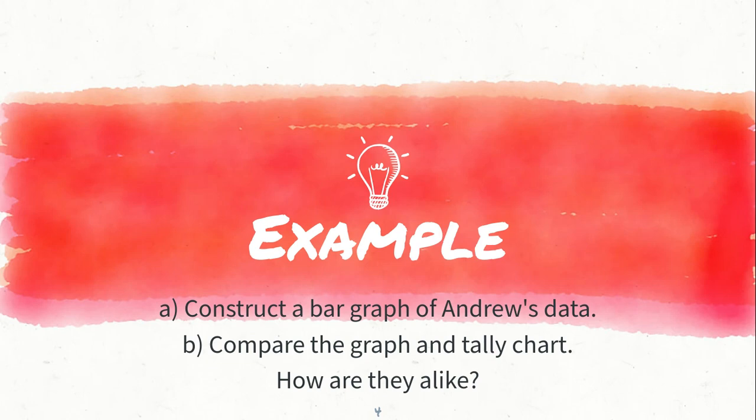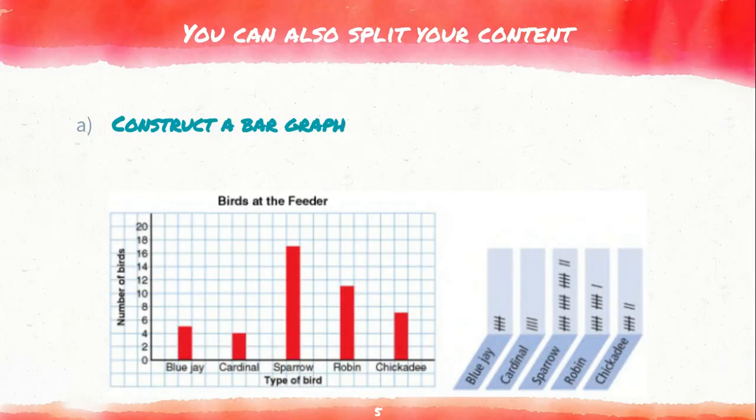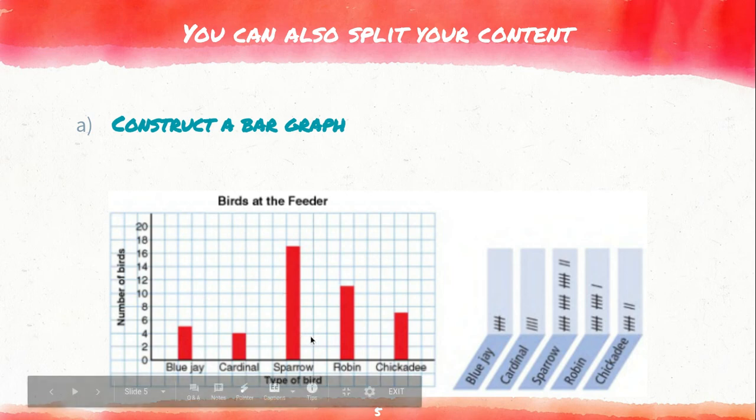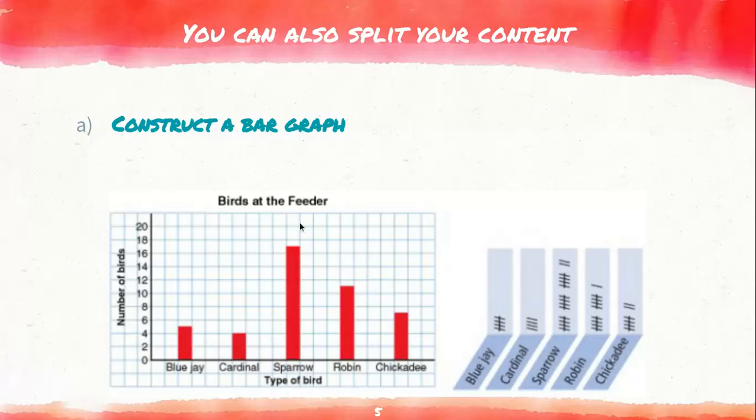So if we are working with that to see what our data means, we are going to construct a bar graph of Andrew's data, and then we're going to compare the graph and the tally chart to see how they're alike. So first off, this is our bar graph. You can see that it looks very similar to our tally chart if we put it on its side, hint, hint.